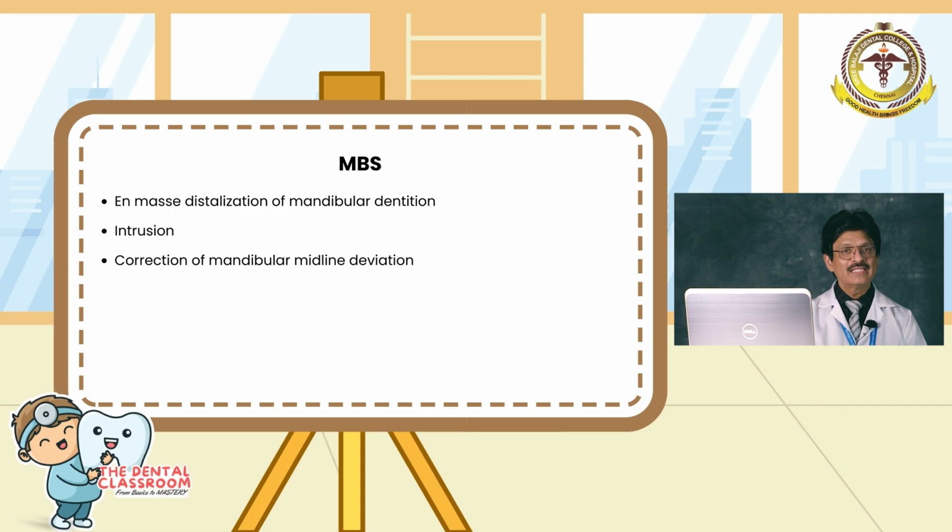So where can these MBS screws be used? Of course, we know the region where they can be used, but for what purpose can they be used? For en masse distalization of the mandibular dentition, which was a little unheard of before the advent of these extra-alveolar screws. Also for intrusion of teeth and correction of mandibular midline deviation, along with the help of other screws which could be placed anteriorly too.